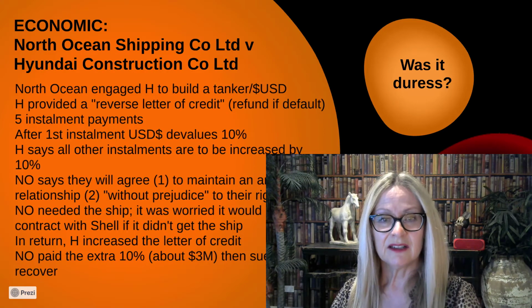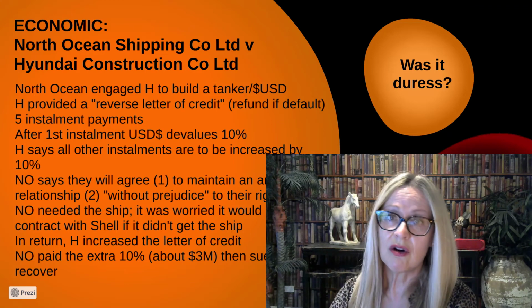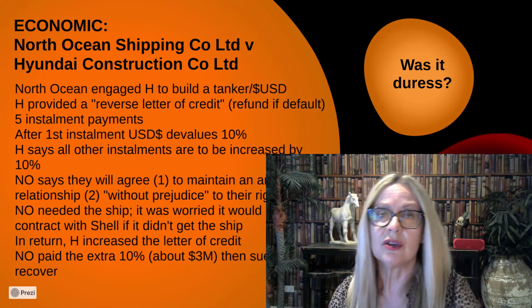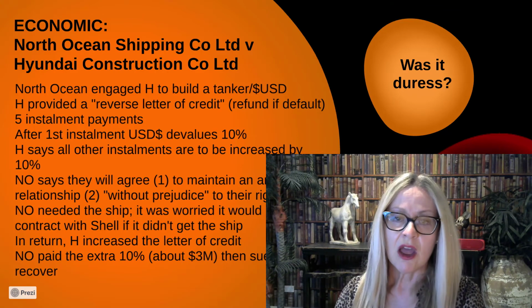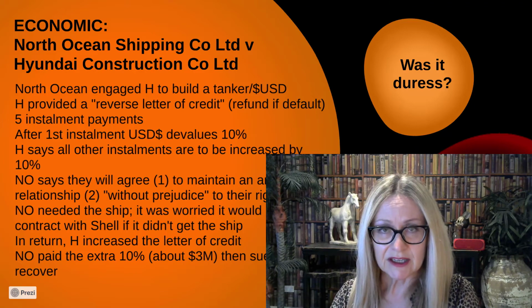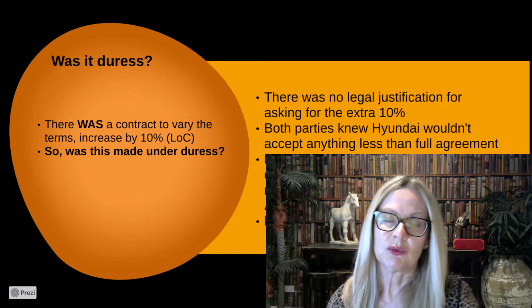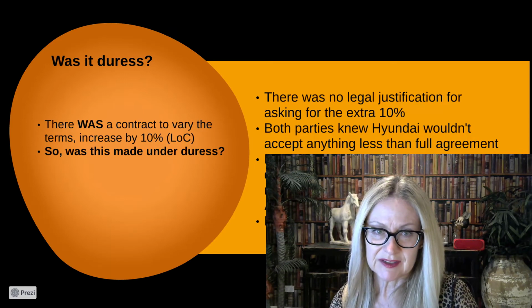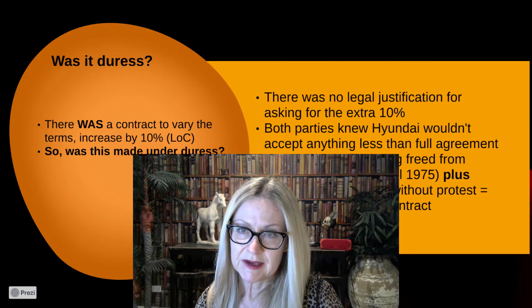And the court said there was this threat and then there was this contract to vary the original contract that had the lower instalment amount. So was that contract affected by the vitiating factor of economic duress? Yes, indeed, folks, it was economic duress that affected the contract to vary the terms.